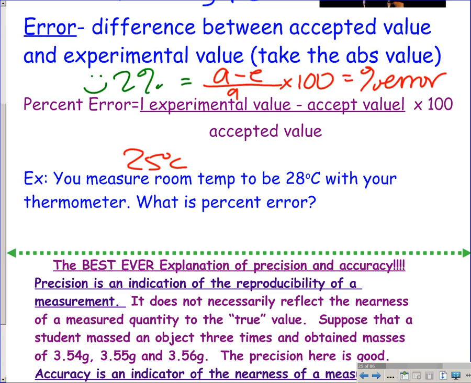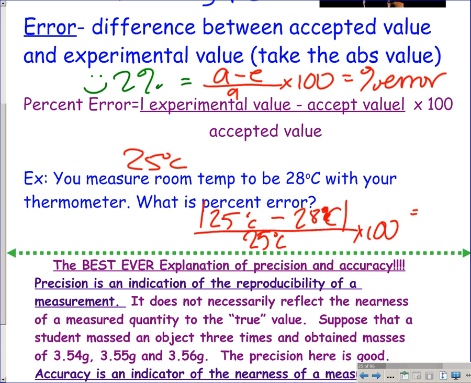Okay, so accepted, which is 25, right? Minus yours, 28 degrees C. Over what? 25, it's the accepted value. So it's accepted minus experimental, which is your data, over the true value, which in our case is the 25, and then times 100. Absolute value on the top. So what's the top number? 3 over 25 times 100. I don't know what that percentage is. 12 point something percent.